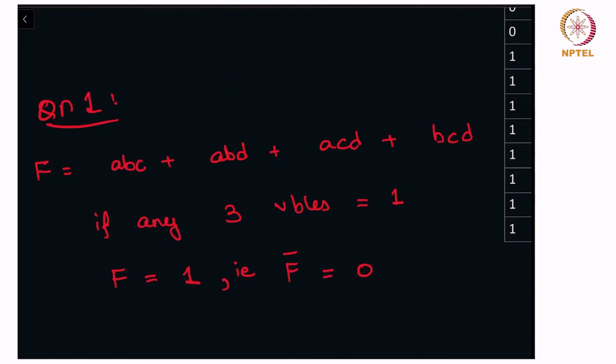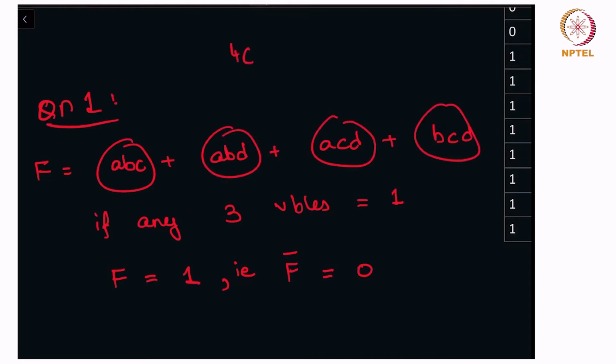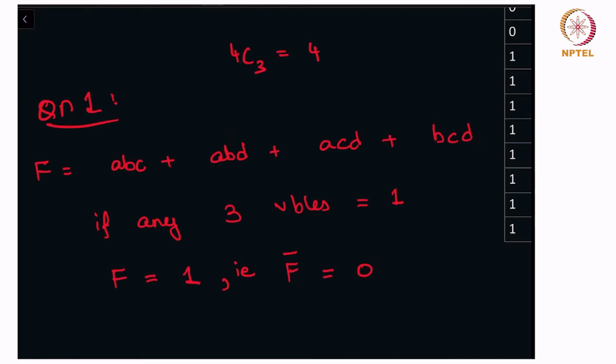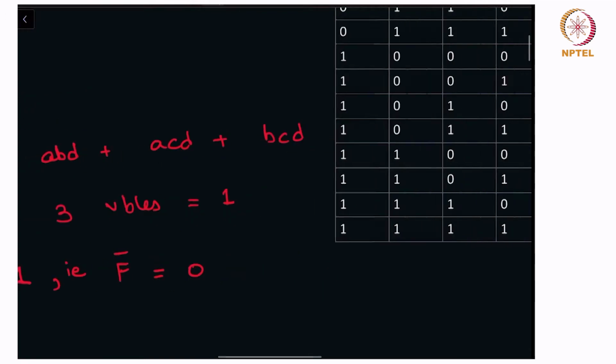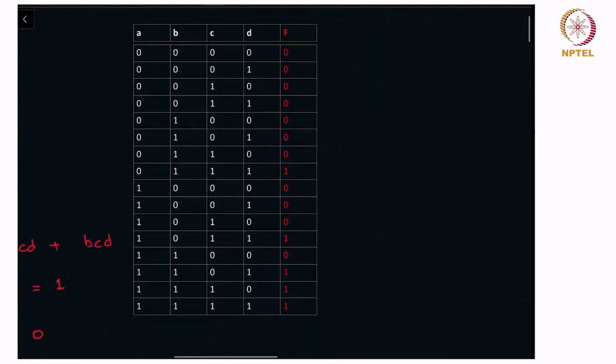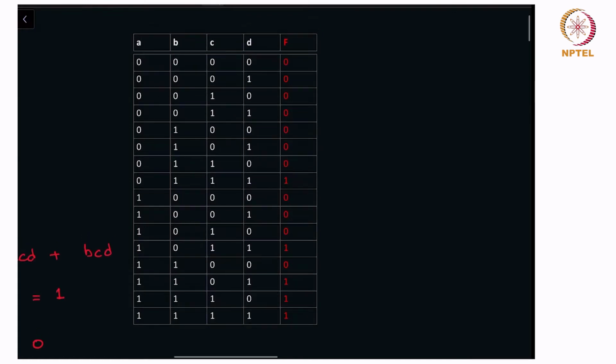So the idea is that since you have four variables and you have to choose 3, you have 4 such possible expressions and all 4 of them are included here, which means that if any 3 variables are equal to 1, then f is equal to 1 and f bar is equal to 0. So I have expanded the truth table for f, and similarly you can just replace 1 by 0 and 0 by 1, and you will get it for f bar.